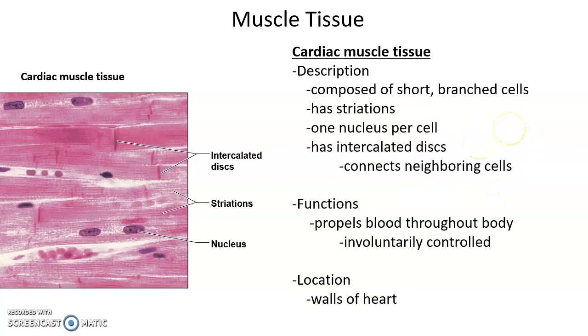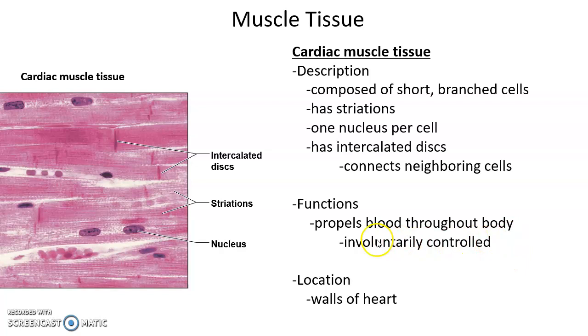Then you have cardiac muscle tissue. Cardiac muscle cells are much shorter and they can branch. However, cardiac muscle tissue does still possess striations. You can kind of see the dark-light banding pattern. There's only one nucleus per cell. Between neighboring cardiac muscle cells is a dark, dense structure called an intercalated disc. This is made up of protein structures like desmosomes that help to connect the neighboring cells to each other.